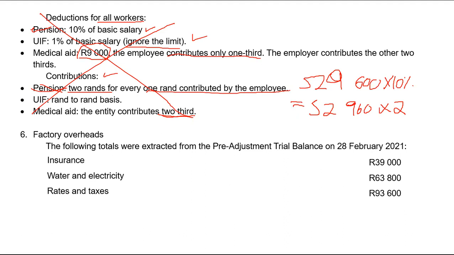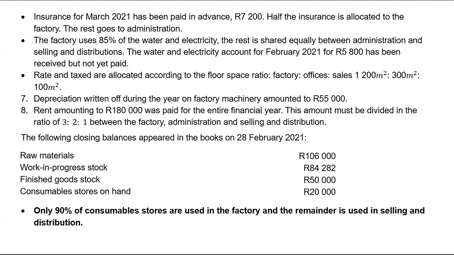And let's read further about these expenses. What else do they say about these expenses? The factory uses 85% of water and electricity. That is the allocation base, okay? The rest is shared equally. If 85% goes to the factory, that means the rest will be the 15%. So the 15% that is left will be shared equally between administration as well as selling and distribution. That means 7.5% goes to administration and 7.5% will go to selling and distribution.